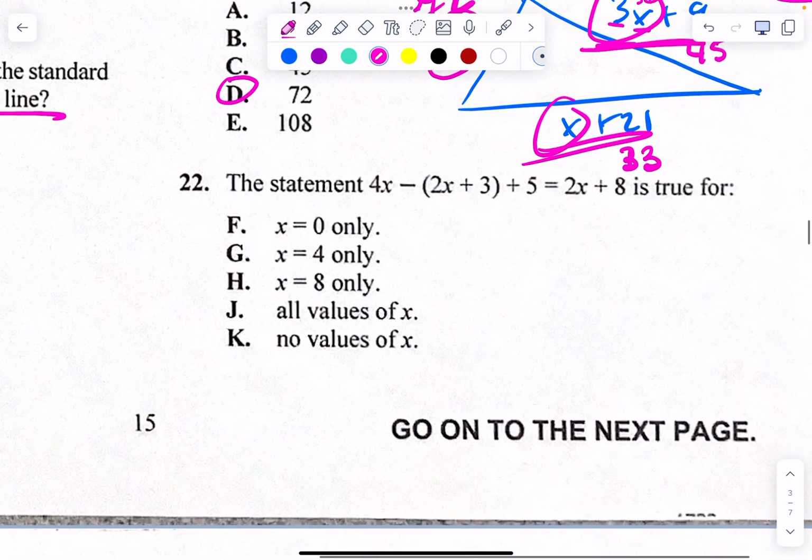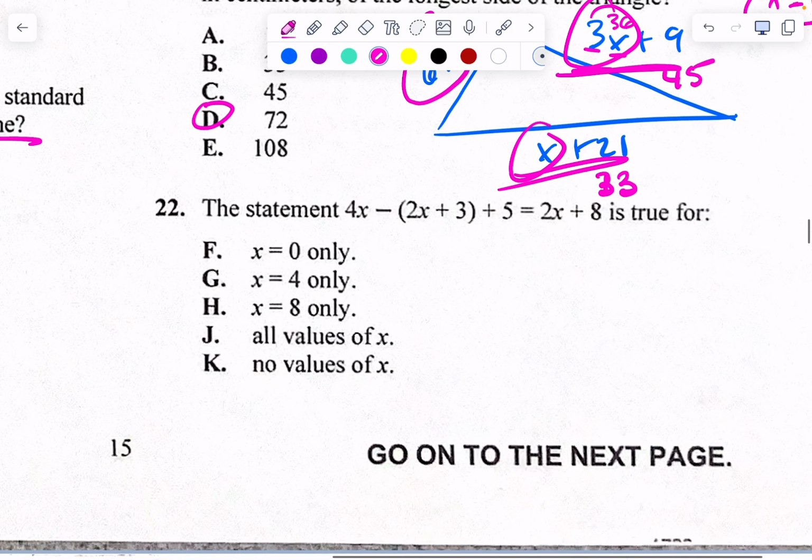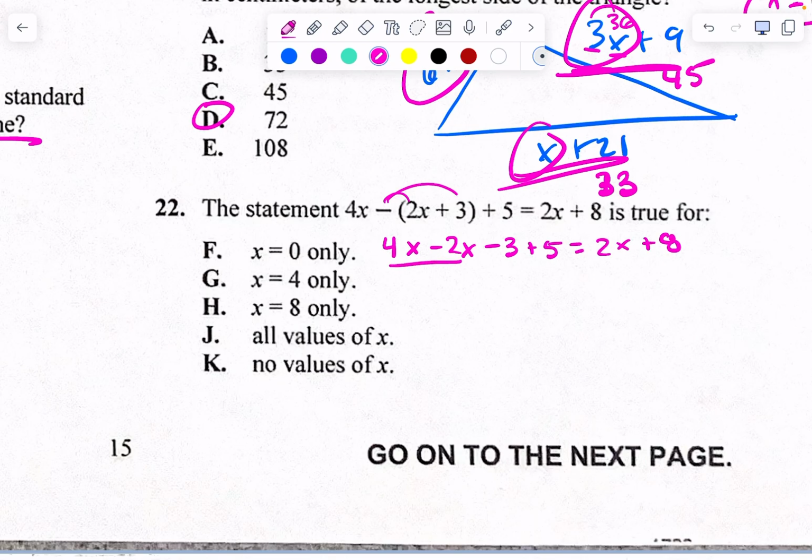Okay, the statement is true for. They just want you to solve it, right? They just threw in parentheses. 4x minus 2x minus 3 plus 5 equals 2x plus 8. Let's do our math here. 2x plus 2 equals 2x plus 8. Ooh. Minus 2x.